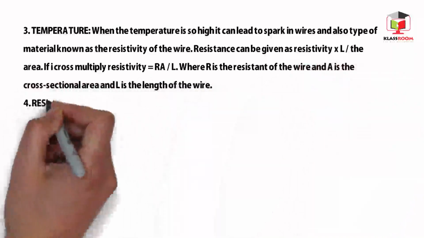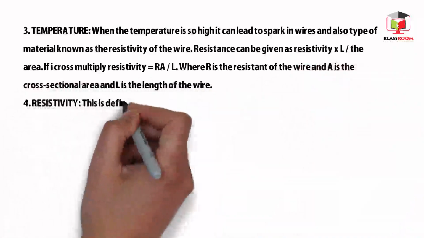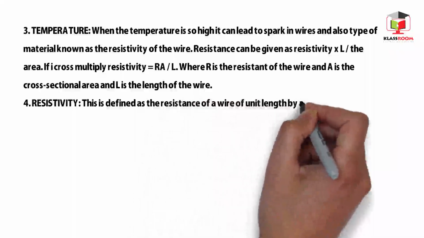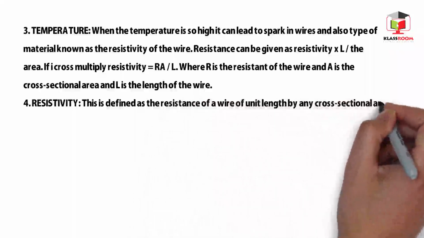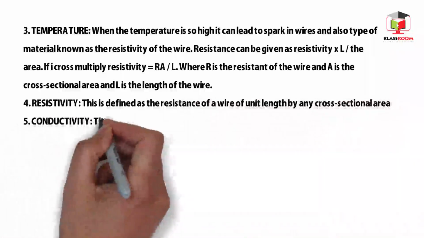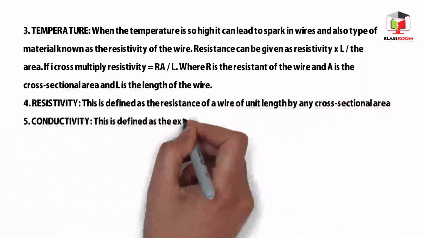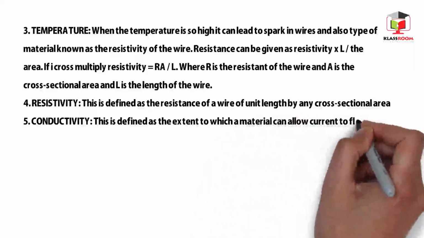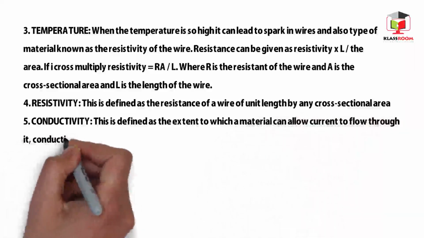Resistivity. This is defined as the resistance of a wire of unit length per unit cross-sectional area. Conductivity. This is defined as the extent to which a material can allow current to flow through it. Conductivity is denoted as 1 over resistivity equals L over RA.